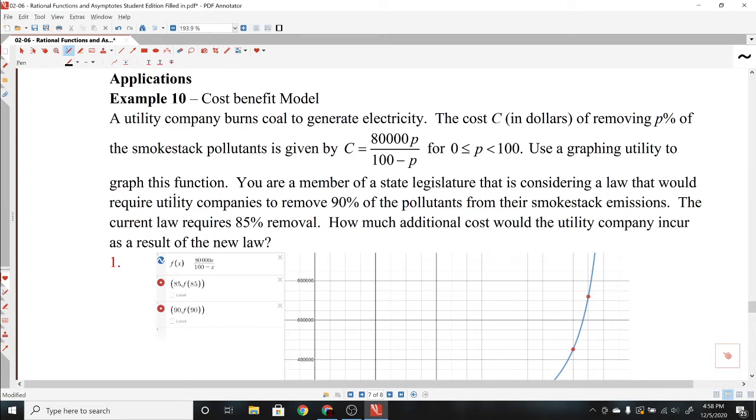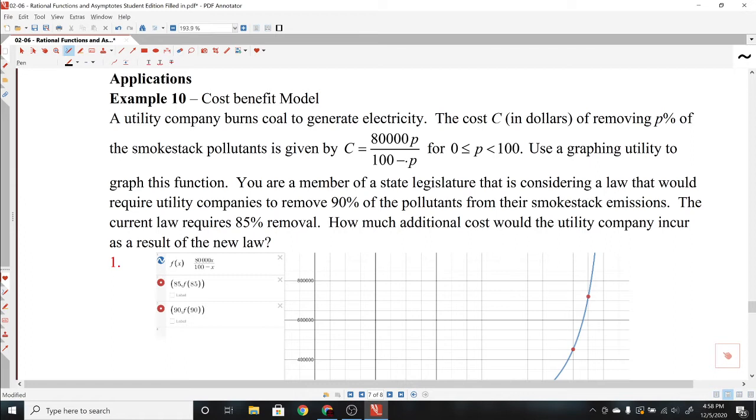Use a graphing utility to graph the function. You're a member of a state legislature that's considering a law that would require utilities to remove 90% of the pollutants from the smokestacks, where the current law requires 85% removal. Question is, how much additional cost would the utility company incur as a result of the new law?